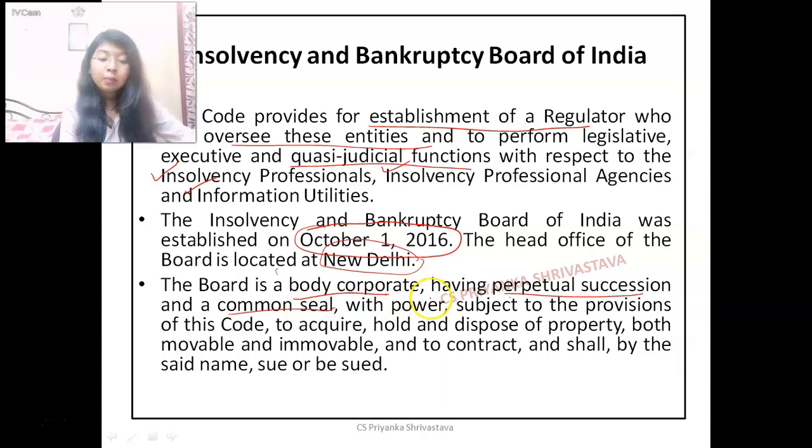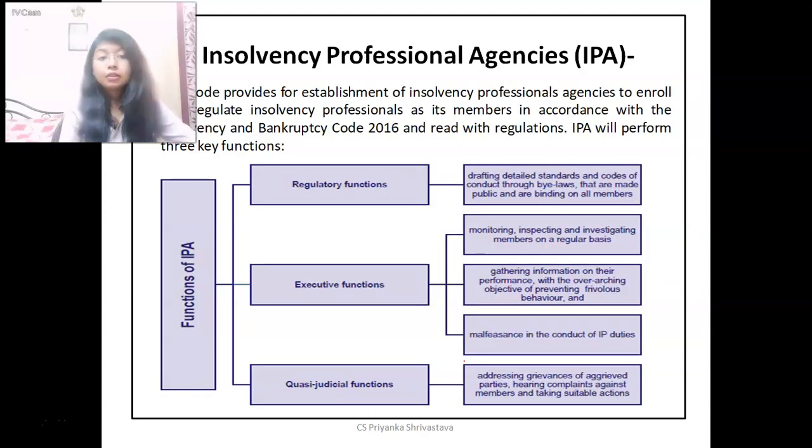It has the power to acquire, hold and dispose of any property, that is, to purchase any property, to keep any property and to sell off any property, and such property can be movable and immovable. It has the ability to contract, and it can sue or be sued. Basically, a case can be filed against this particular entity IBBI, and IBBI also can file a case against any particular person.